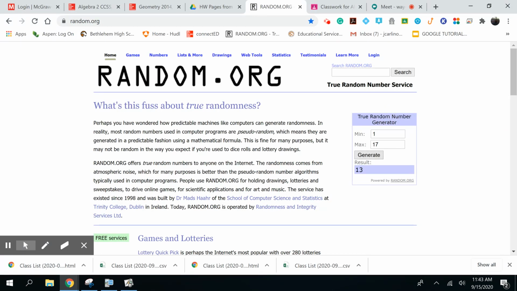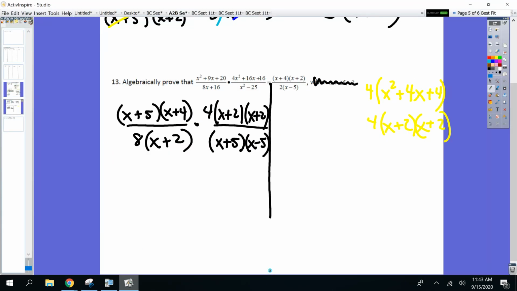Number 13. Sophia. Ready? Yeah. Cross out time. The x plus 5 and the x plus 5. Got it. X plus 5s are gone. Next. The x plus 2 on the bottom and the x plus 2, either one. Good. Remember, you can't cross off both the x plus 2's on top. It's got to be a numerator with a denominator. I don't know if you're good with it.